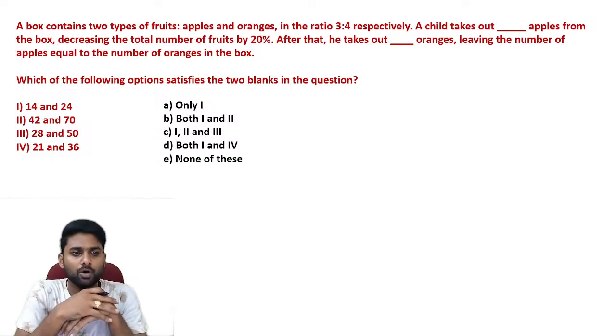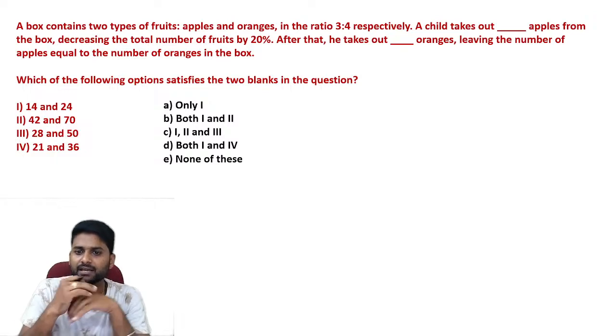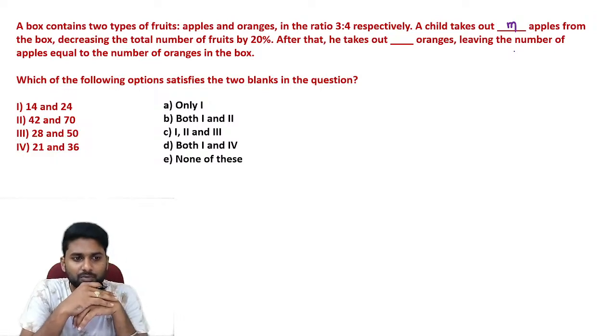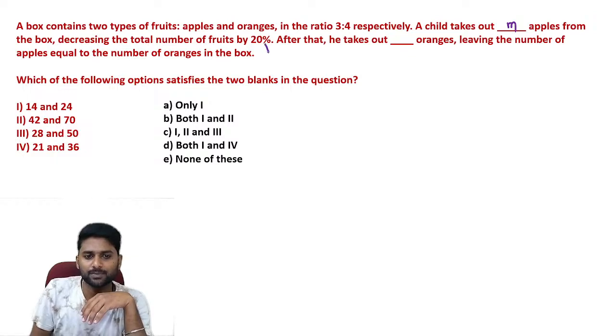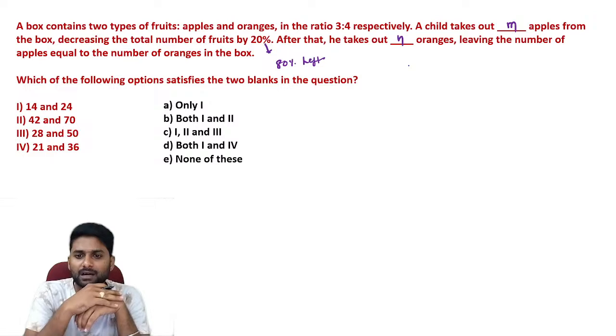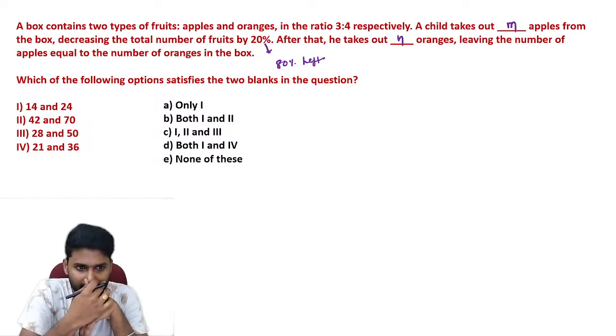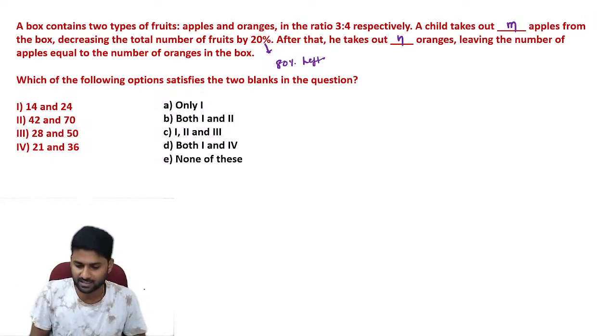So, a box contains two types of fruits, apples and oranges, in the ratio of 3 is to 4. A child takes out, let's say, m apples from the box, decreasing the total number of fruits by 20%. So a 20% decrease means it is finally left with 80%. After that, he takes out, let us say, n oranges, leaving the number of apples equal to the number of oranges in the box. Then which of the following options satisfy the two blanks in the equation?